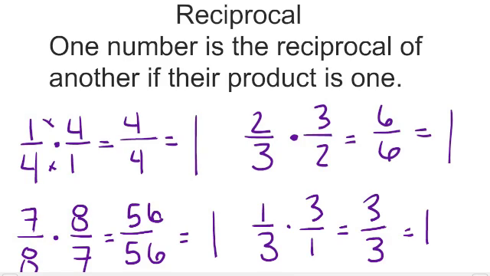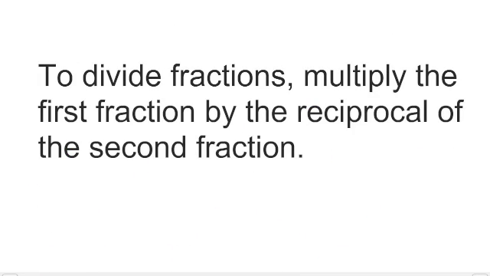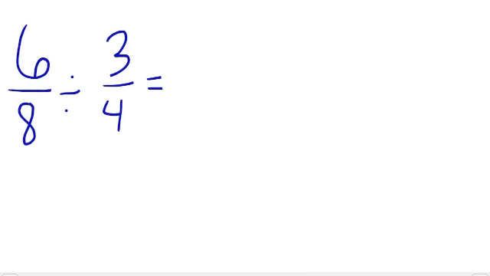Okay? So remember, the reciprocal is just when you flip the numerator and the denominator, and that's how we're going to learn how to divide fractions. To divide fractions, all you're going to do is multiply the first fraction by the reciprocal of the second fraction, and you always have to remember that they have to go in that order. It has to be the reciprocal of the second fraction, okay? It's never the other way around.